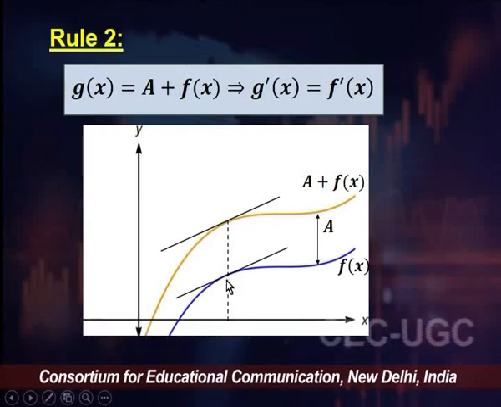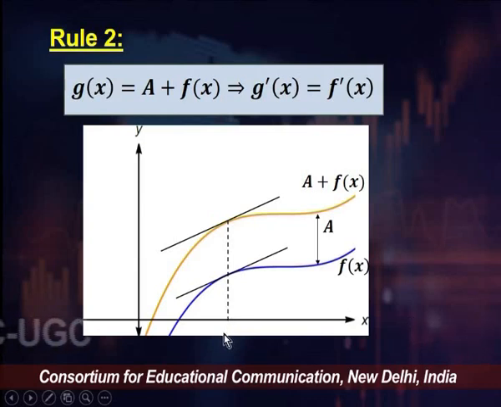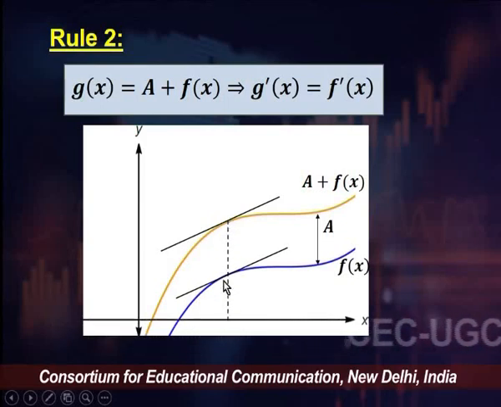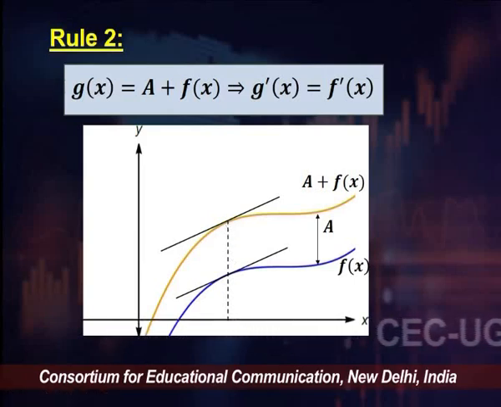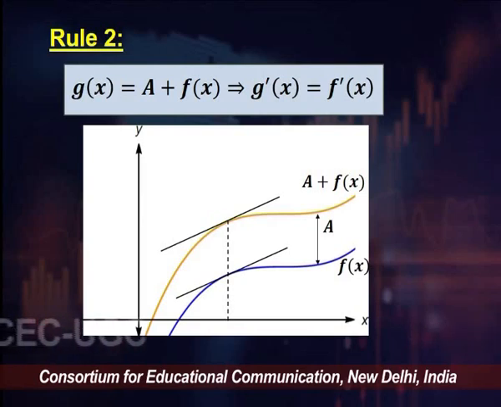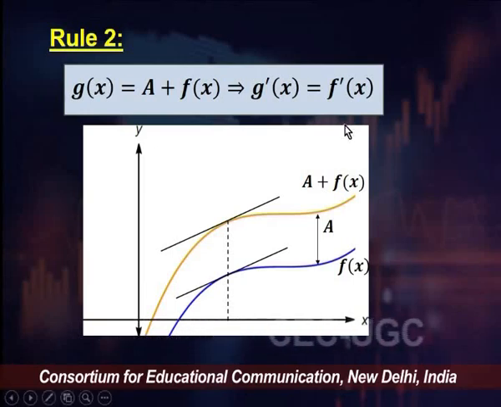So if you notice here at this particular point, I think the x equal to a marker has vanished for some reason. Anyway, if we take this point at x equal to a, the slope of the tangent to the curve at x equal to a for this function f of x is the same as the slope of the tangent to the curve here for a plus f of x at the same point. Right, because it's a parallel upward shift. So the derivative will not change, and that is why you get the same result.